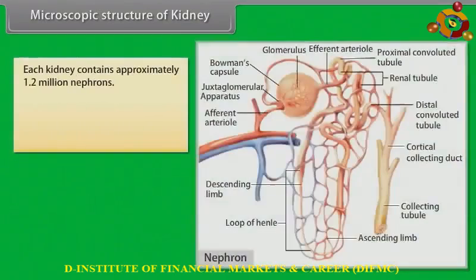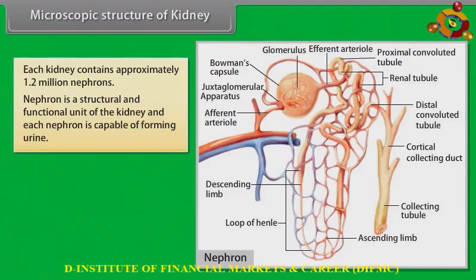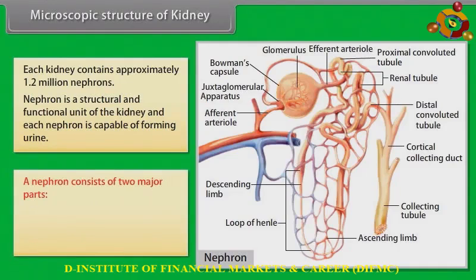Microscopic structure of kidney. Each kidney contains approximately 1.2 million nephrons. Nephron is the structural and functional unit of the kidney, and each nephron is capable of forming urine. A nephron consists of two major parts: renal corpuscle and renal tubule.